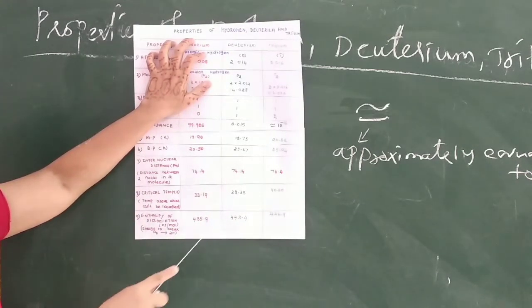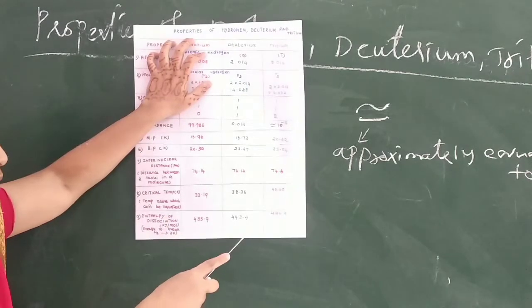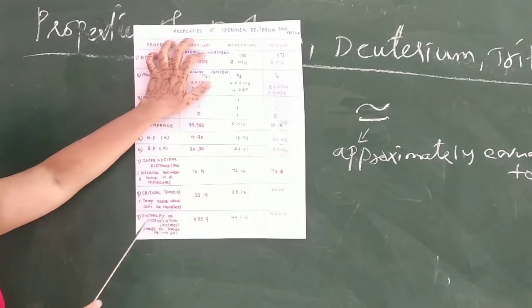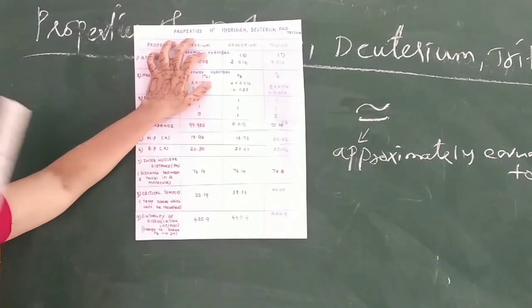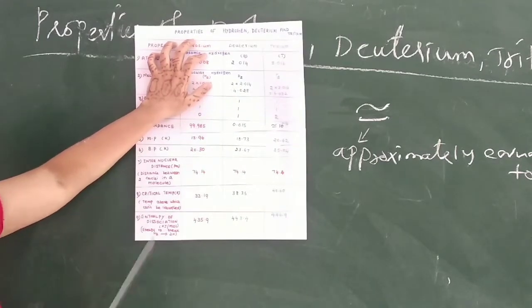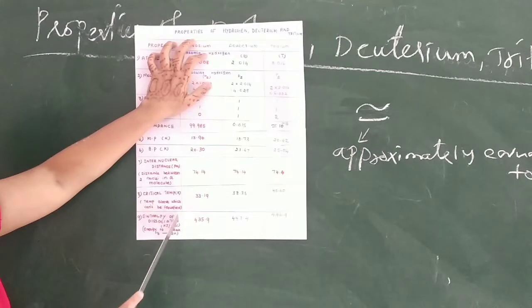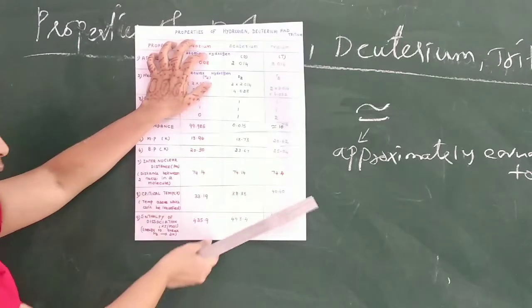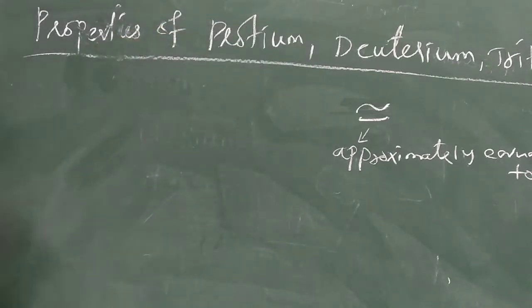Protium 33.19, deuterium 38.35, tritium 40.60. And the last property, enthalpy of dissociation or bond dissociation energy. Energy and enthalpy are the same. What is the enthalpy of dissociation or energy of dissociation or bond dissociation energy? The energy required to break H2 to 2H. Okay, students, so we will discuss these 3 points.